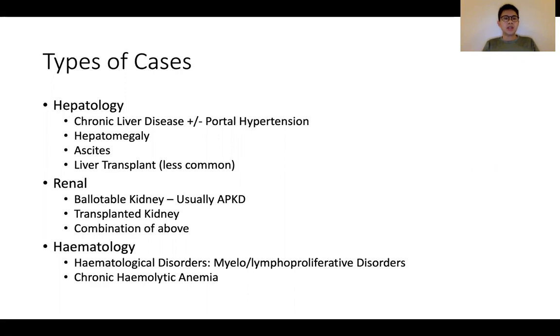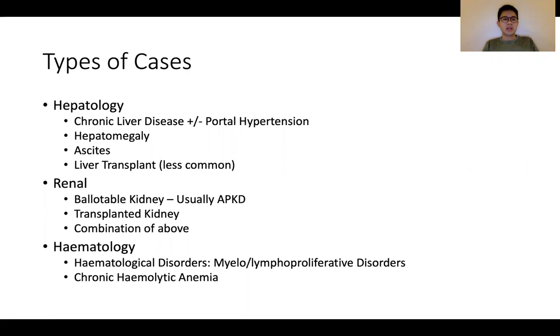For the hepatology case, in the majority of instances, it is someone with chronic liver disease with or without portal hypertension. Portal hypertension is usually evidenced by the presence of ascites or splenomegaly. So in terms of holding a discussion or summary statement, it is always helpful at the outset to say this is a patient with chronic liver disease complicated by portal hypertension, if it is present. And this very nicely helps you summarize the case.